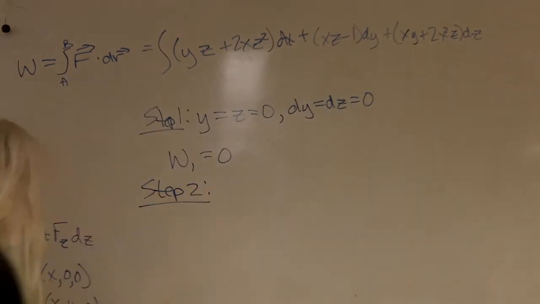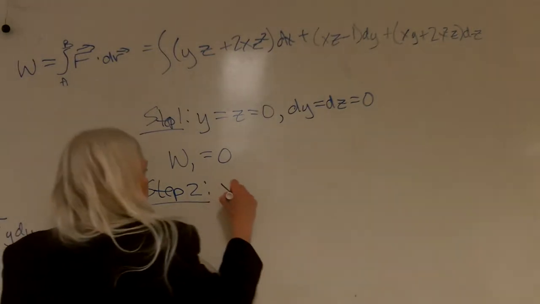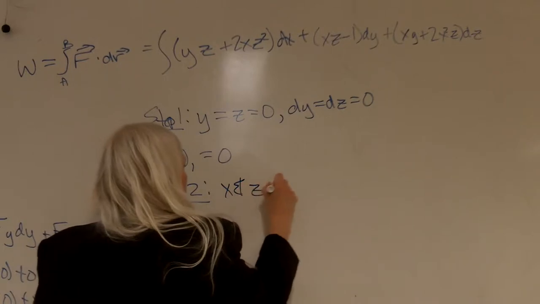Okay. So step two, right? Step two, we are letting the y coordinate change from 0 to y. We're keeping the x coordinate fixed and the z coordinate fixed, right? At 0. So x and z are held constant.